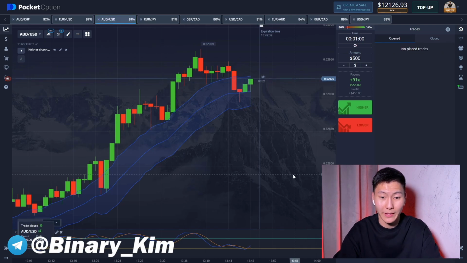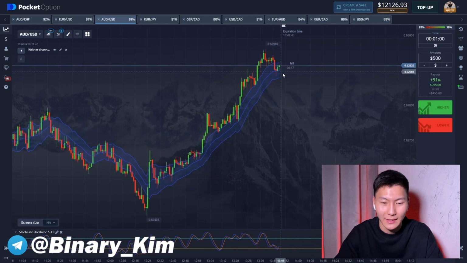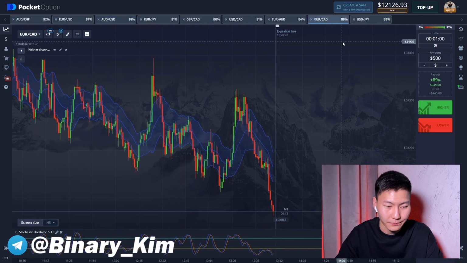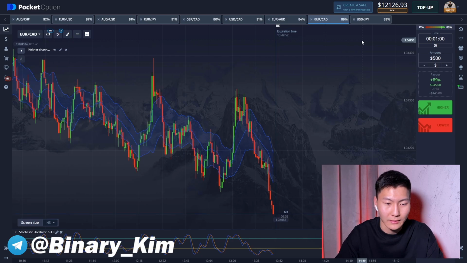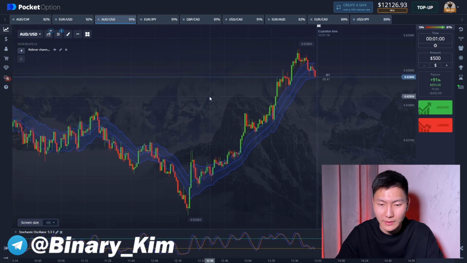And there we go guys, the first position has been closed in profit. Like I said, we've seen a nice breakout at the end, exactly as I predicted guys. So guys, let's find the next currency pair and let's carry on the trading session.